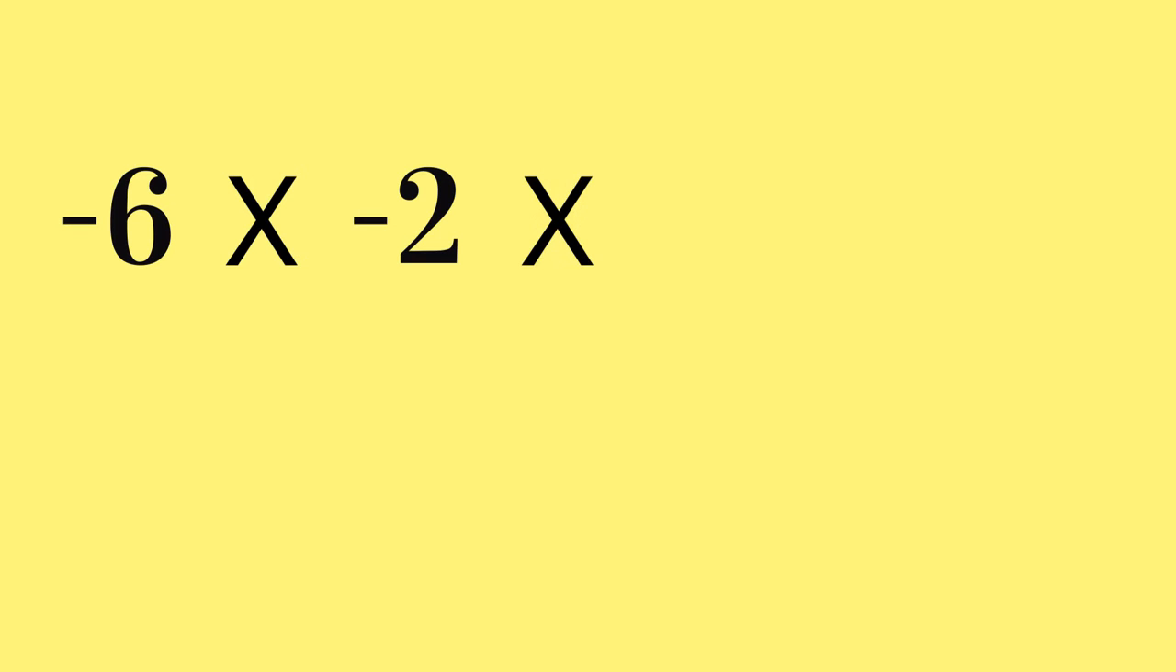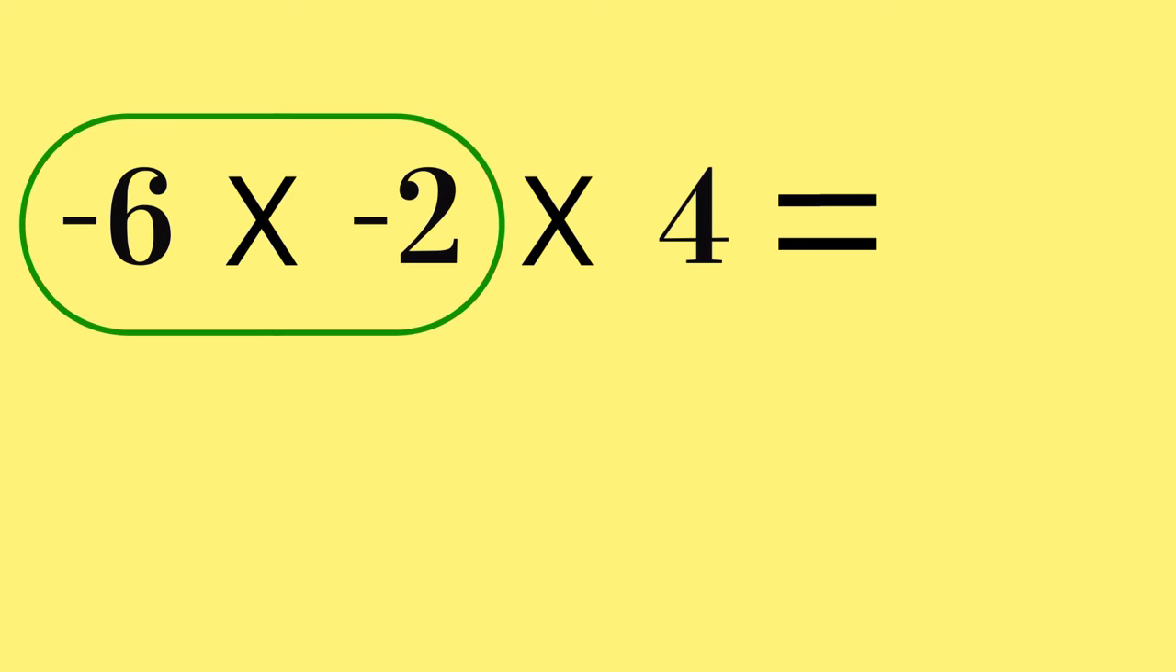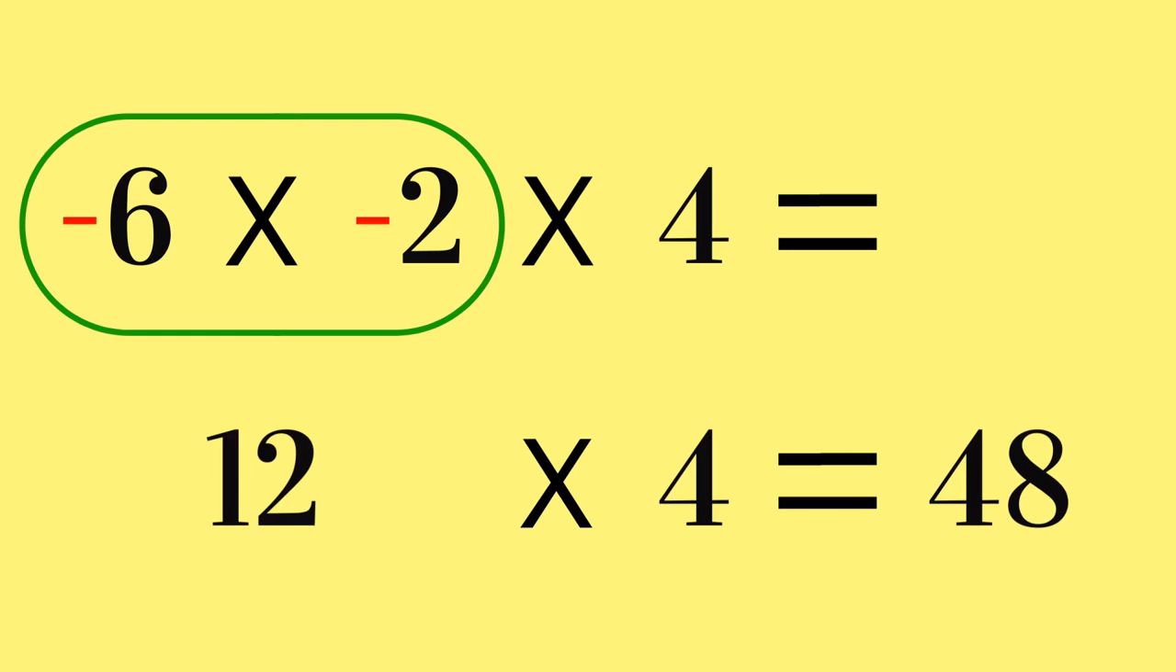Here is another example. Negative 6 multiplied by negative 2 multiplied by positive 4. Looking at the first stage of this question, negative 6 multiplied by negative 2, we can see that both of these numbers are negative, so the answer will be positive. And 6 multiplied by 2 is 12, so we get positive 12. Now we have 12 multiplied by 4, which is 48, so the answer is 48.